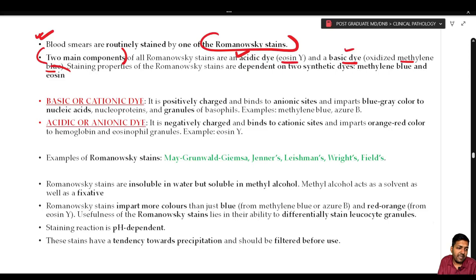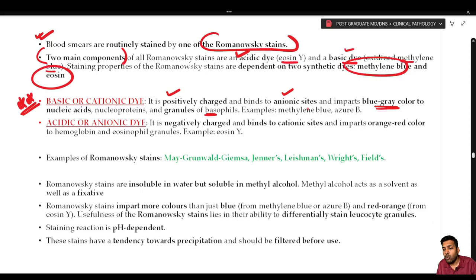The basic or cationic dye is positively charged and it binds to the anionic sites and imparts a bluish gray color to the nucleic acid, nucleoproteins and the granules of the basophils. Examples are methylene blue or azure blue. The principle is that it is positively charged, so it will bind with the negatively charged or anionic sites. So they are stained mainly by the basic dyes.